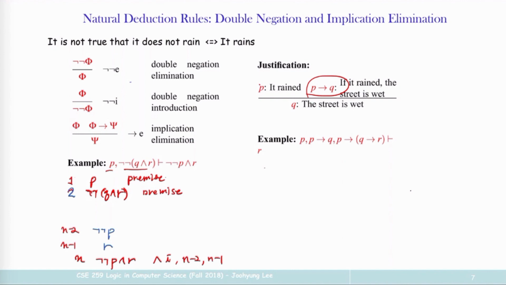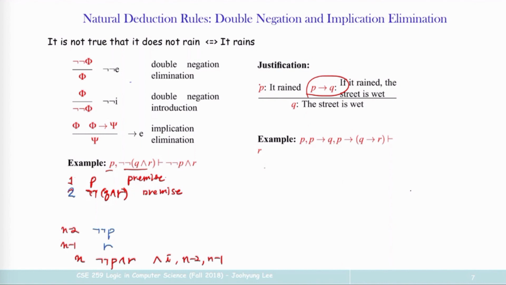So we still have a gap between 2 and n-2. Let's actually think about it. How can we derive line n-2? How can we derive not P from the things that we already know to be true? These two are known to be true, and you can use them as much as you want. So how can we derive not P from these two lines above?